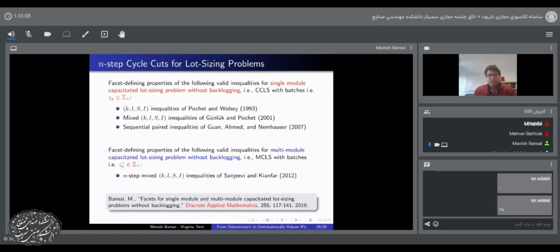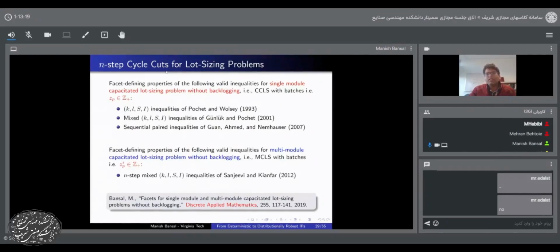So I studied some of the conditions under which some special cases of the n-step cycle inequalities are facet defining for the lot sizing problem. Various inequalities known in the literature are special cases of it, so I looked at those classes. In this paper, we looked at the conditions under which the KLSI inequalities of Pochet and Wolsey are facet defining for the problem with a single module, but with batches, which means that Z is not just a binary variable, but also an integer variable.